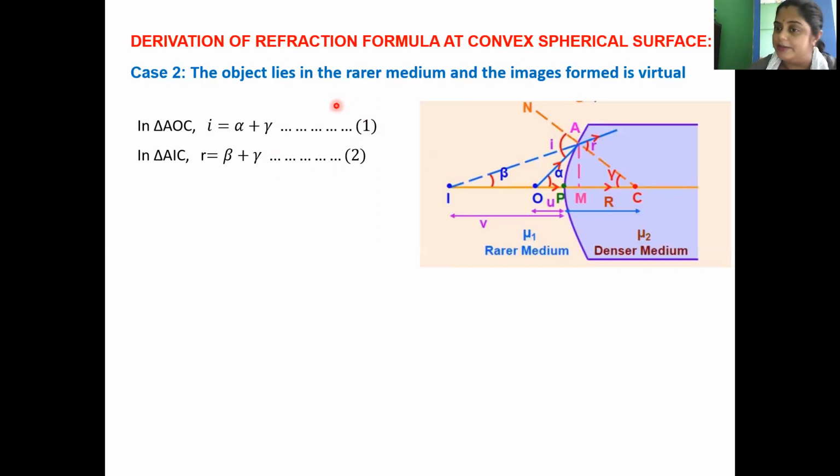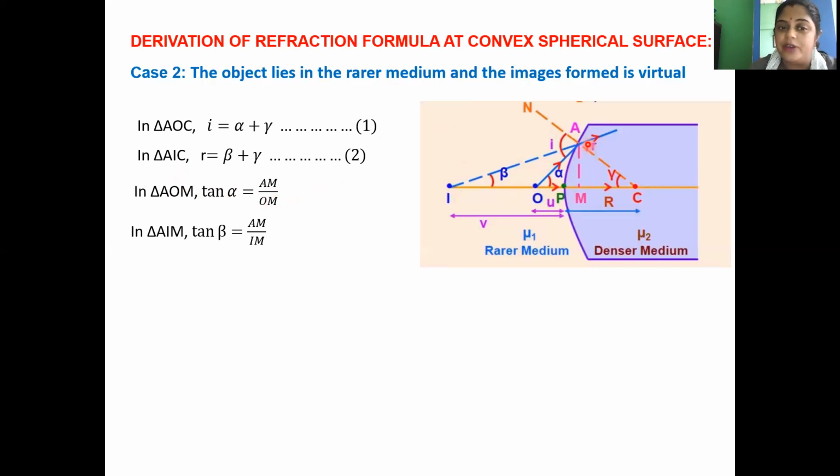And we have already done this. Now we don't know the values of alpha, beta, and gamma. We want to calculate these. For this, we can take one triangle, that is AOM. From this triangle, AM is perpendicular, OM is base, OA is hypotenuse. So from triangle AOM, we can write tan alpha equal to perpendicular by base, that is AM by OM.